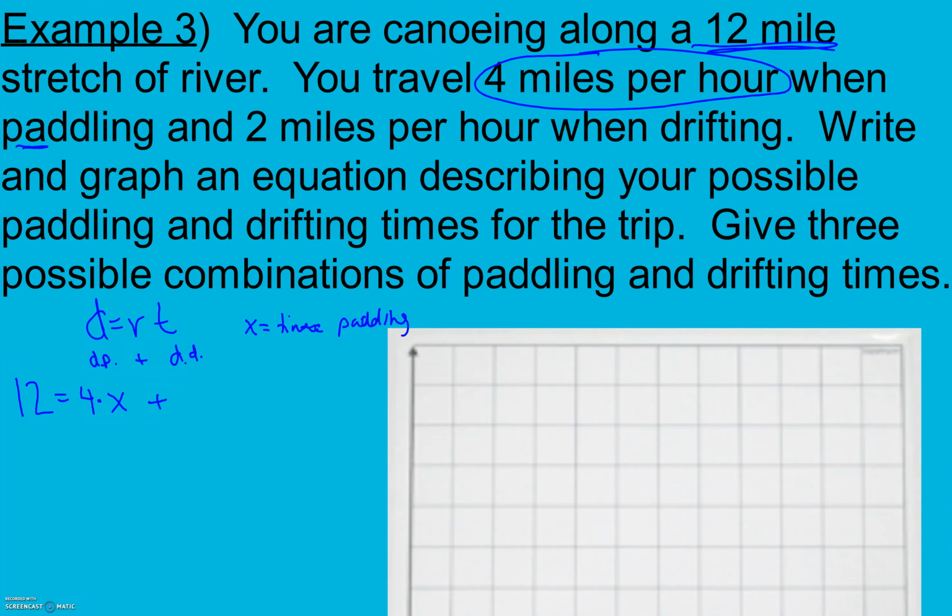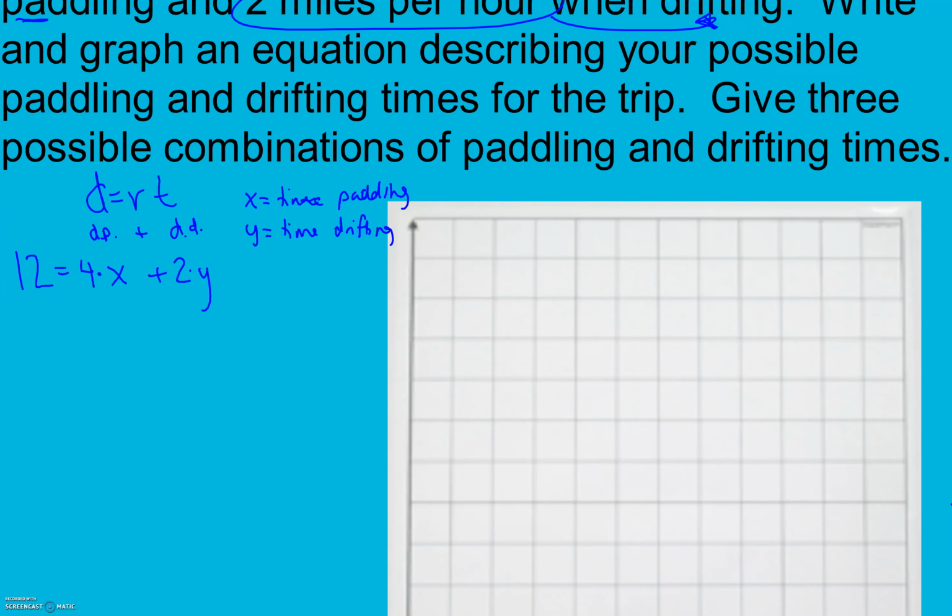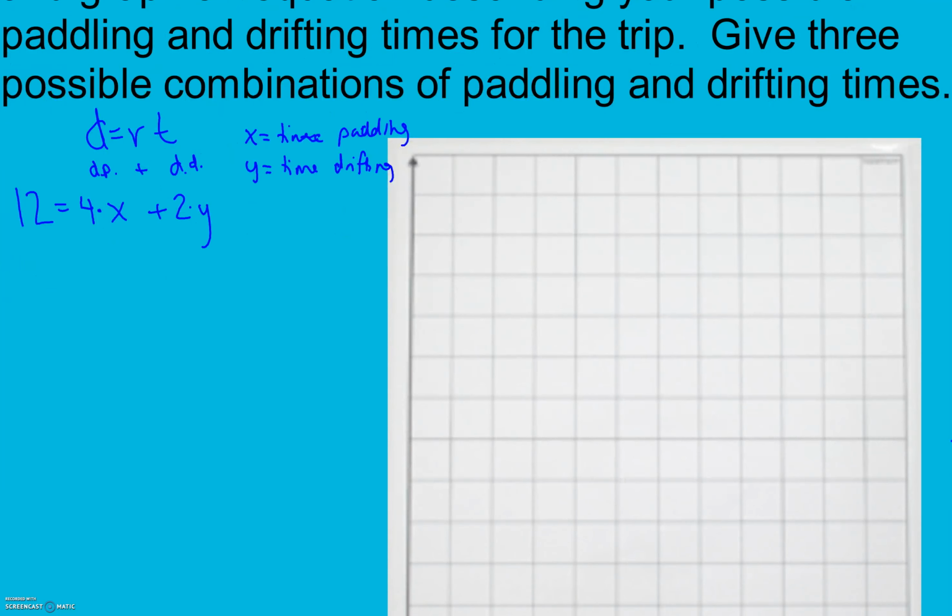And 2 miles per hour when drifting. So 2 is my rate, and y is going to be my time drifting. We could have used p and d here, but since I am going to graph this, I wanted to use x and y so we knew which axis. We could have just labeled our axes different, but we can use x and y as well. Just make sure you tell me which one's which.